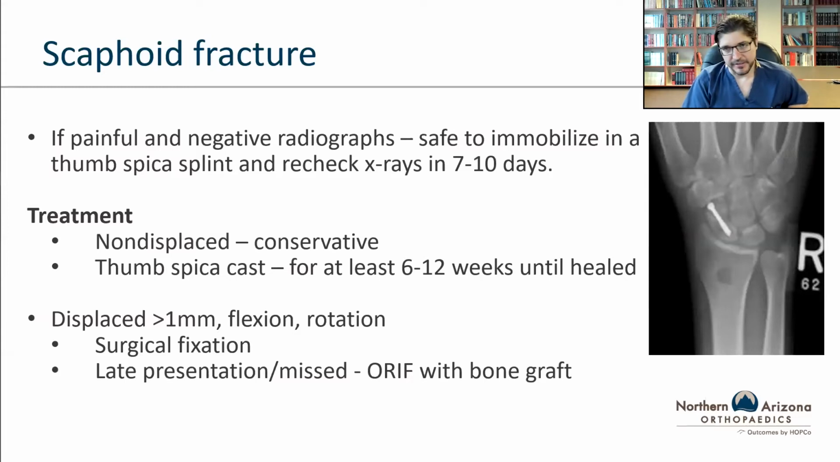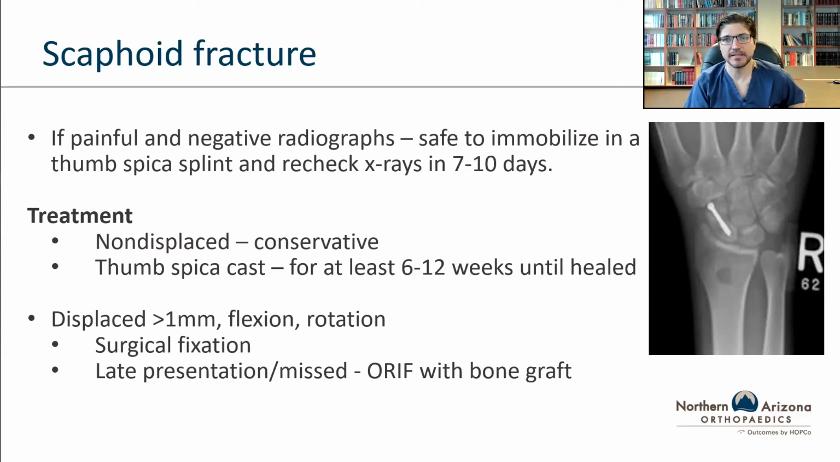If the patient's painful and radiographs are negative, we'll start off with just some immobilization in the splint and recheck x-rays at a later time point, as well as the examination. If it's non-displaced, conservative management is always indicated. There are a few instances where we would treat a non-displaced fracture with a screw, but those are special cases. And usually a cast is placed for oftentimes 6 to 12 weeks until it's healed.